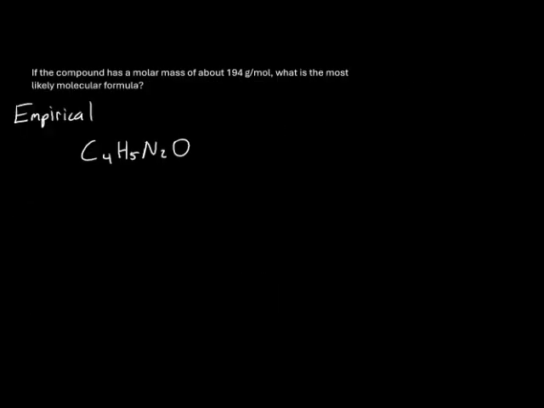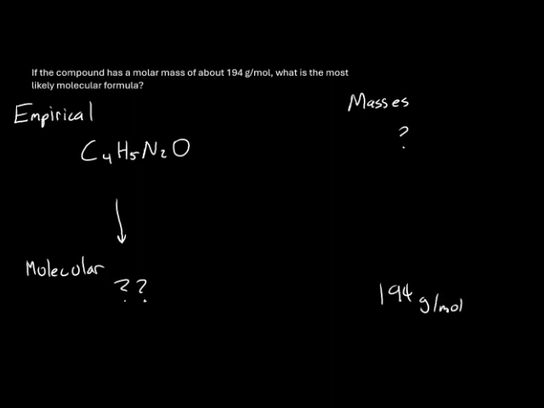We can follow this question up with a second question. If the compound has a molar mass of about 194 grams per mole, what is the most likely molecular formula? We can do this based on our empirical formula. Our empirical formula is known, but our molecular formula is not known. However, we do know our molecular mass, but we don't yet know our empirical mass. So what we need to do to progress this problem is try to find the empirical mass.